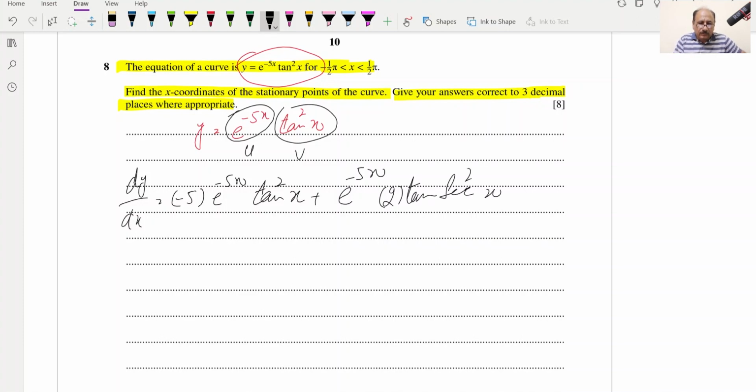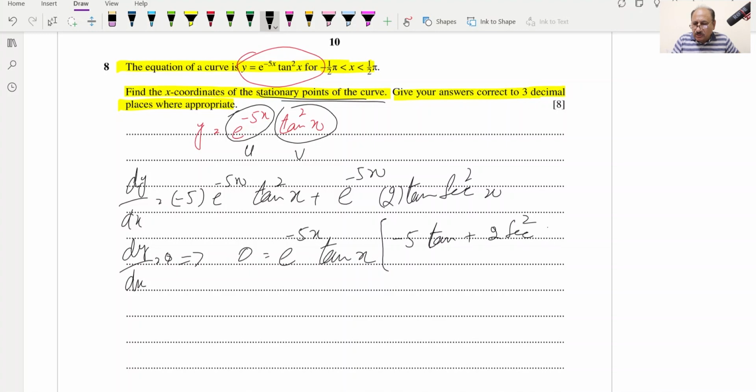Now we know for the stationary point dy by dx will be equal to 0. So this implies 0 is equal to, from the first and second terms, we can take common e raised to minus 5x and tan x, and inside we can write minus 5 tan x and plus 2 secant square x. X we missed over here.